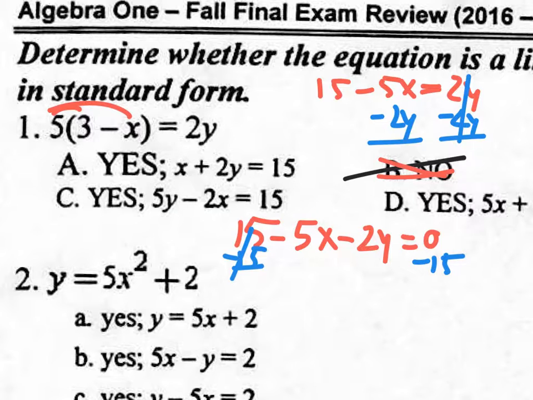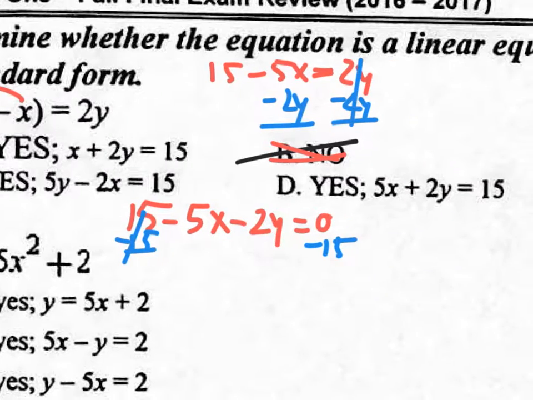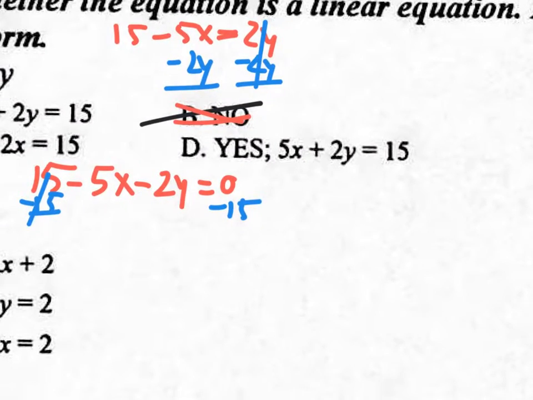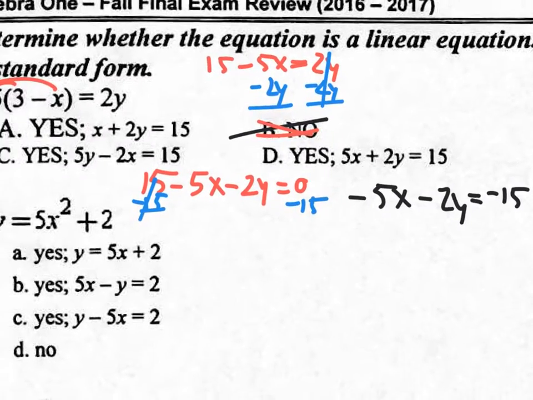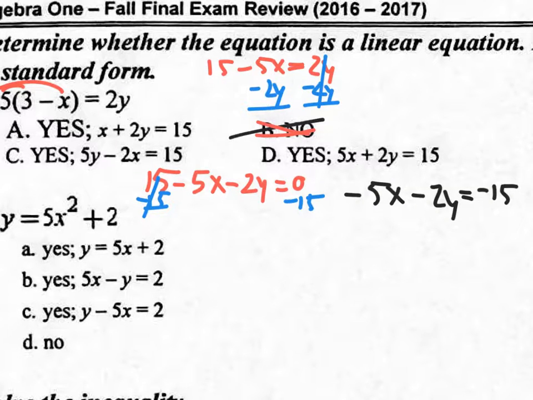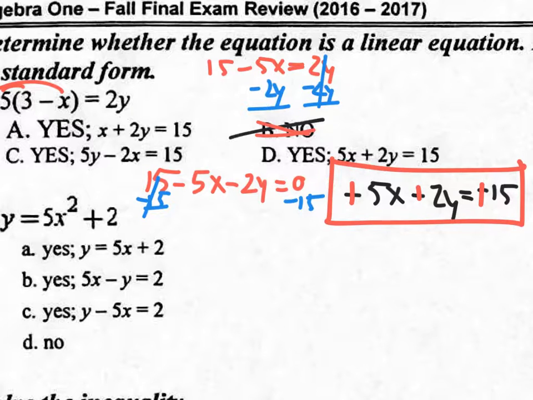Negative 5x. Let me rewrite this thing. Let me do it over here on the side. Negative 5x minus 2y equals negative 15. Now remember I said some math teachers don't like the a value being negative? Anybody remember that? Yeah? So what I would have to do is change all of these signs by multiplying everything by negative 1. That'll make it a positive, and a positive. So here's our true standard form equation with the a value being 1, which is option D. Correct? All right.